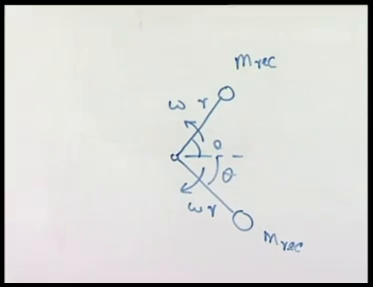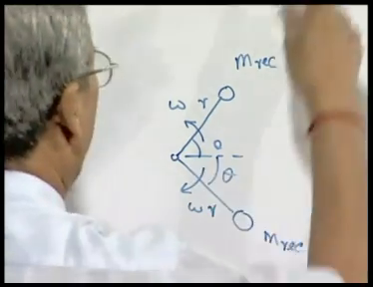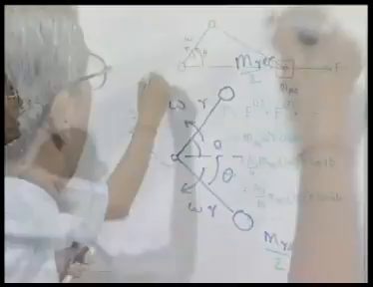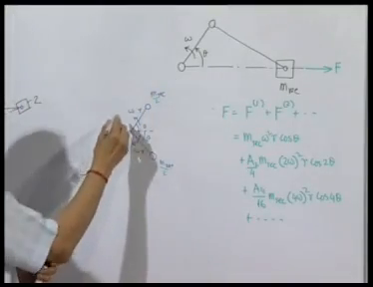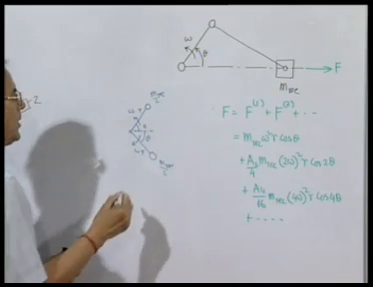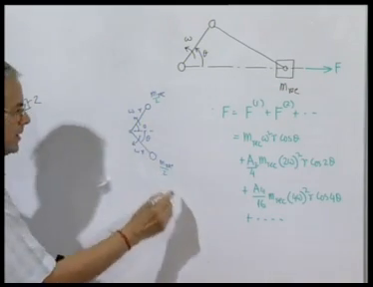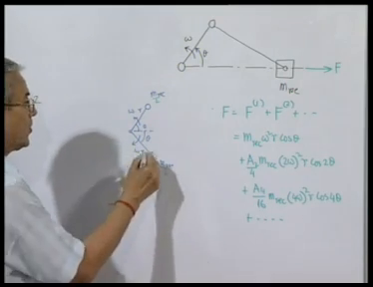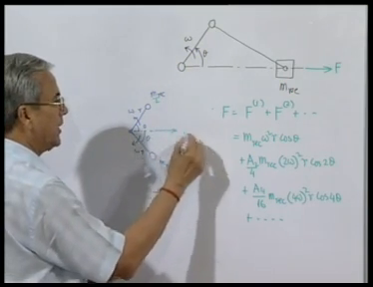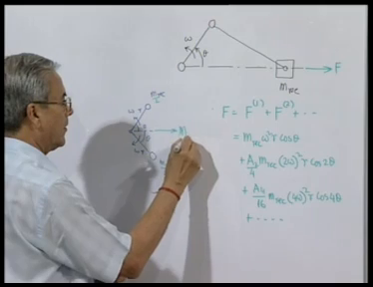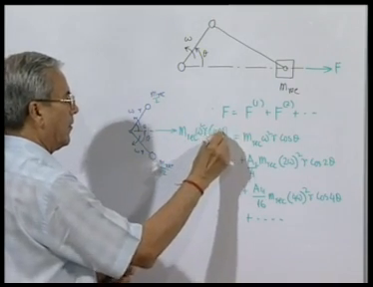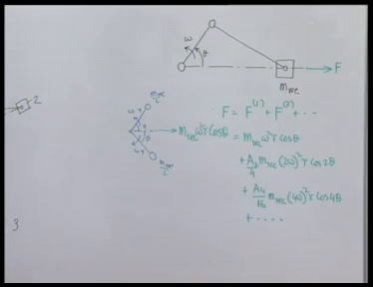So, they will produce how much? They will produce m reciprocating by 2 omega square r, and this component will be cosine theta of that. Similarly, this centrifugal force will be m reciprocating by 2 omega square r into cosine theta. So, the resultant force will be this one. Similarly, for higher harmonics we do the same thing.